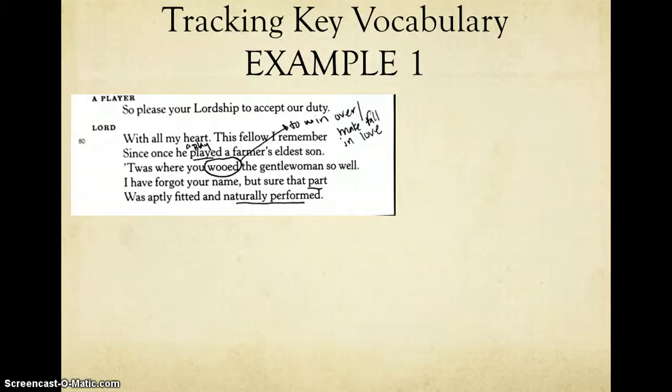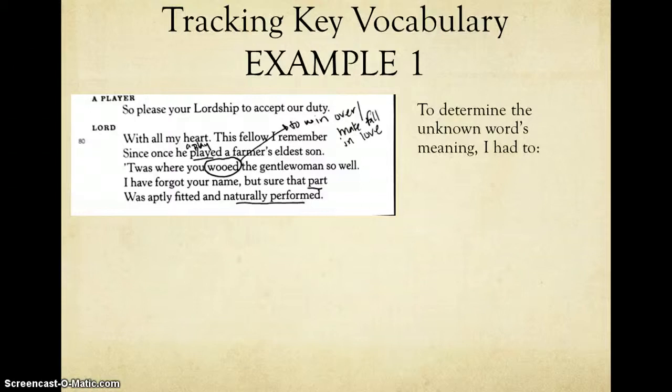So here the Lord is talking to some people that have just come into his house, and he's specifically addressing one of these people titled or called a player. And when talking to the player, he uses the word wooed, and that's not a word that I'm familiar with. And I wanted to determine what that word meant because it seemed important to me. To do so, I had to do three things.